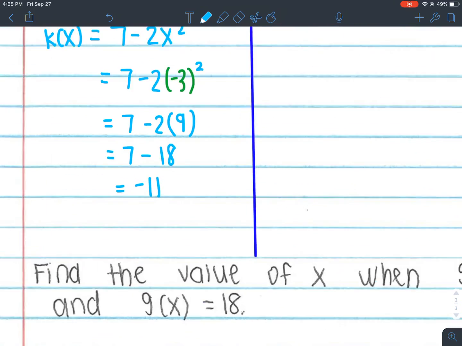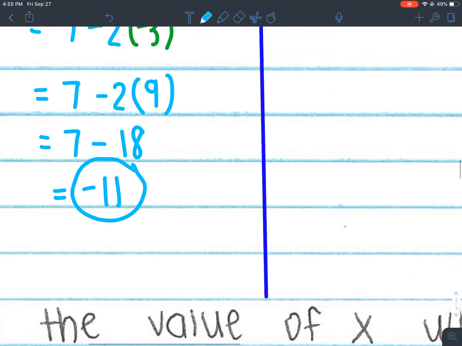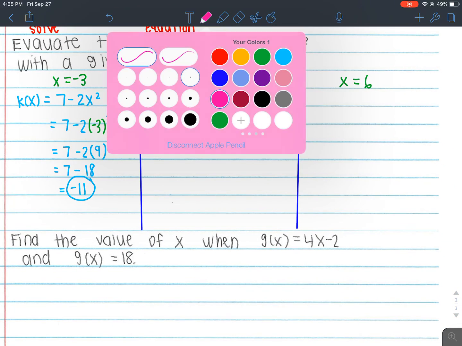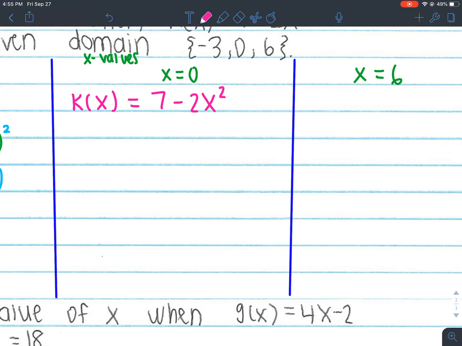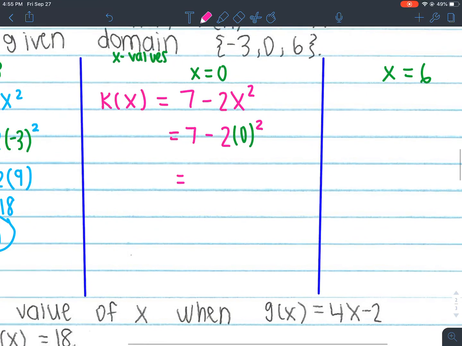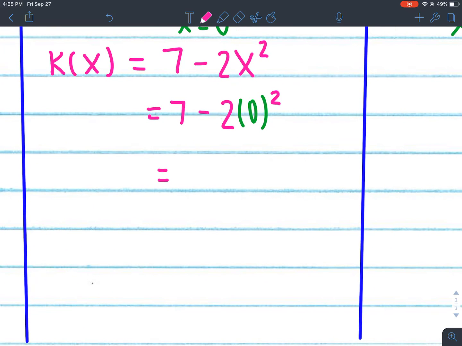Now, we don't want to box our answer yet, but I will circle it. I'm going to keep it circled for now. It isn't my final answer, but we do want to keep it in mind. All right, so our next one, we have a value of 0. So you're going to do the same exact thing, except when you plug in for x, it's going to be 0. It's nothing different from the first one, except you're plugging in a 0 instead of a -3.